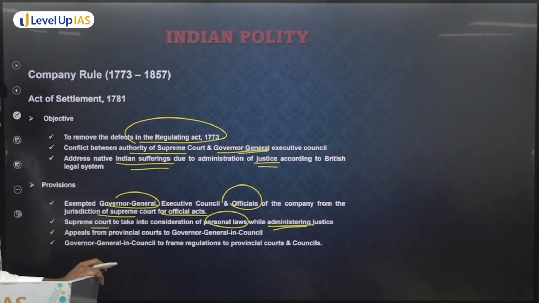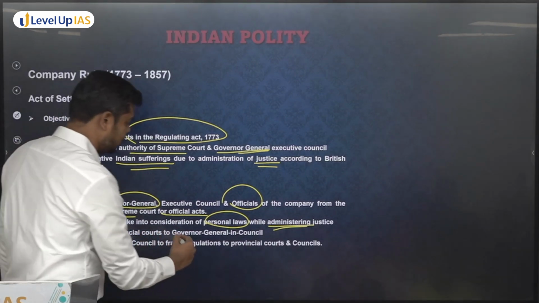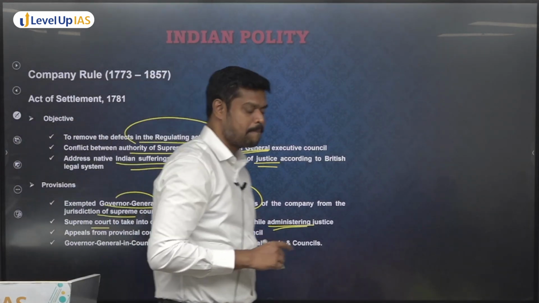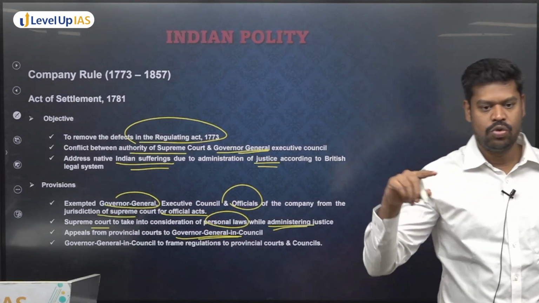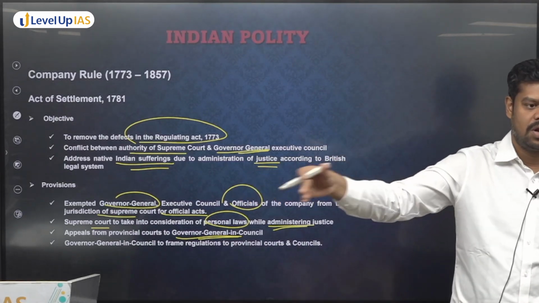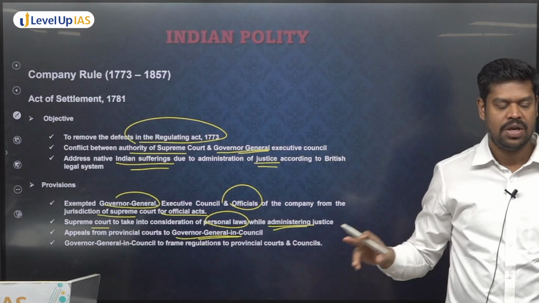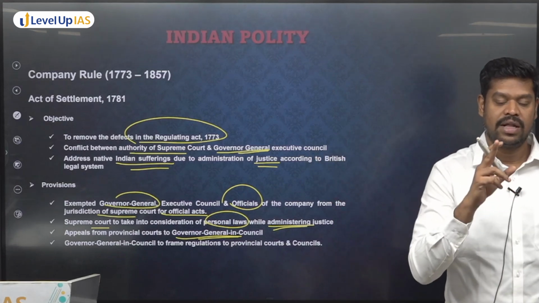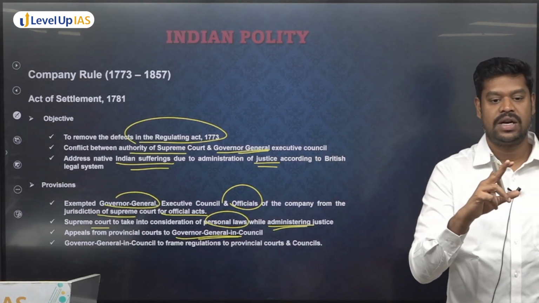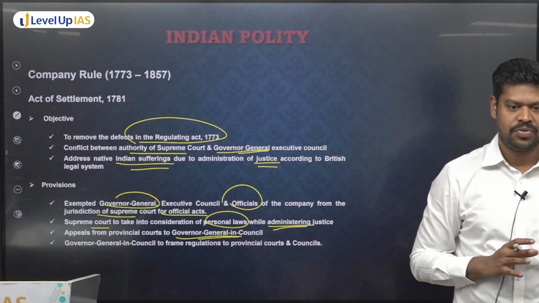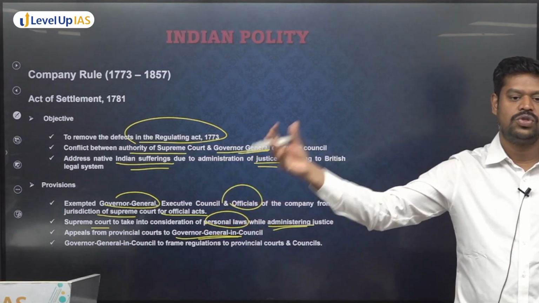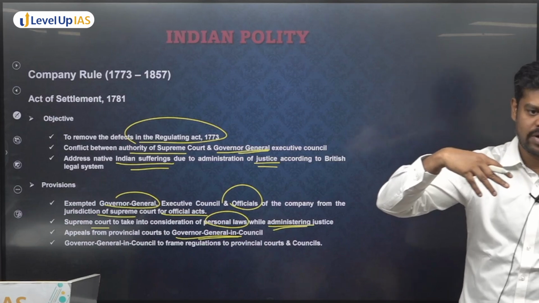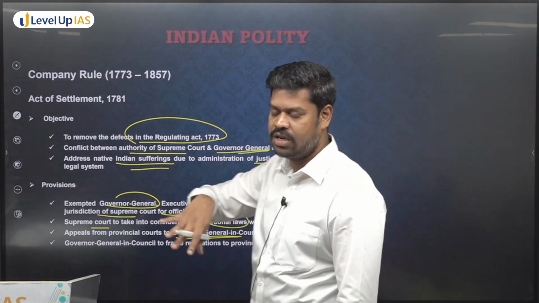And then the second thing is that the appeals from the provincial courts should go to the Governor General in Council. This is very, very important. Before the Supreme Court of India, who was giving directions with regard to the various provincial courts? The Governor General in Council. And the Governor General in Council was also acting as the highest court of appeal. So when matters were decided by the provincial courts, the matters came to whom for a final decision? The Governor General in Council.